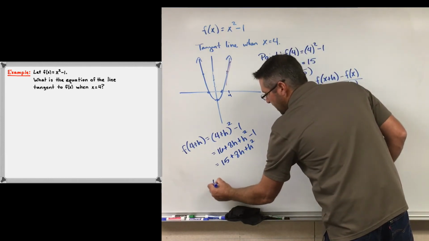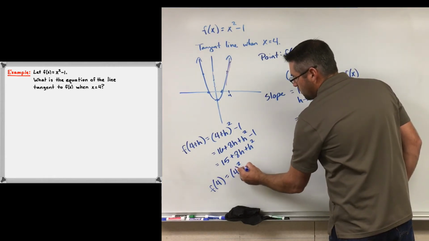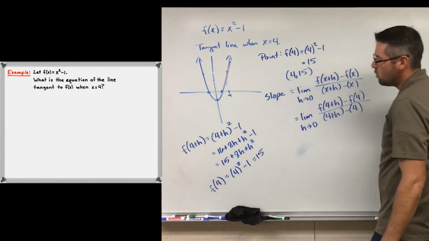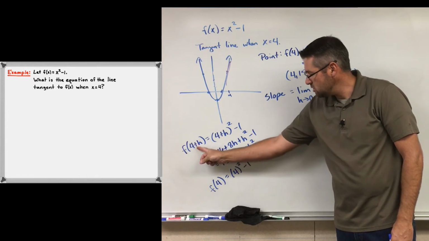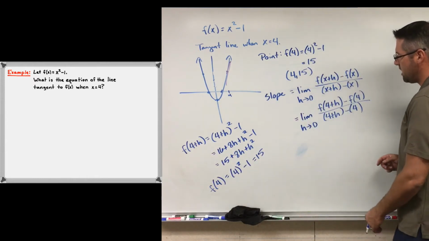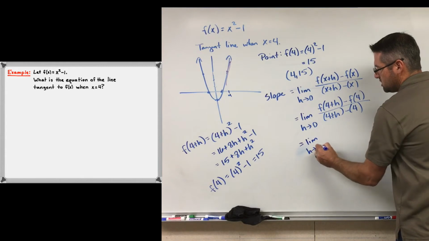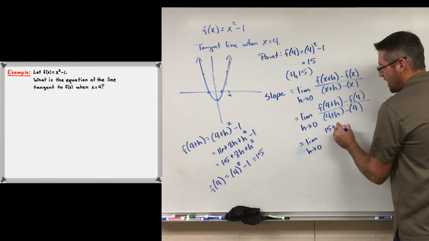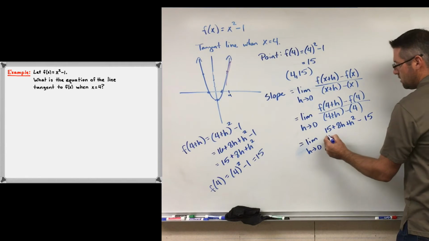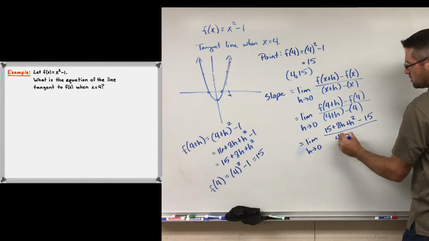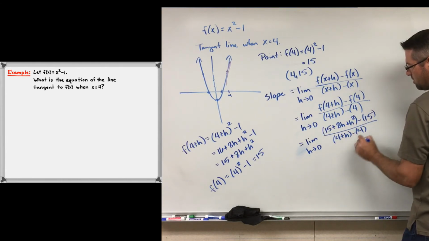Then I need my other coordinate of f of 4. That one should be a little bit simpler. I'm just going to plug 4 in. That's going to be 4 squared minus 1, which we actually already did, which is 15. So we have our two coordinates. This is our y2. This is our y1. This is our x2. This is our x1. And then we just plug that in to this difference quotient here. So the limit as h approaches 0 of 15 plus 8h plus h squared minus 15, because f of 4 is 15, all over 4 plus h minus 4. Okay, so I'm going to go ahead and put parentheses around these things as I plug them in, because I think that might be beneficial.